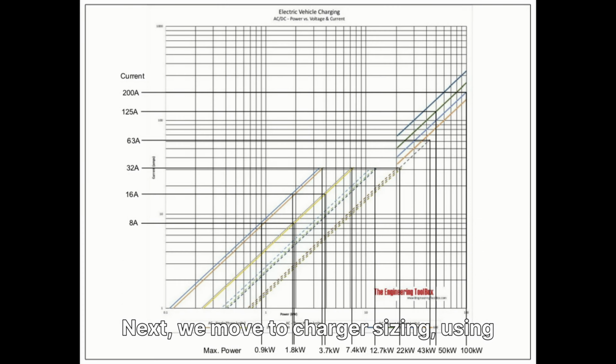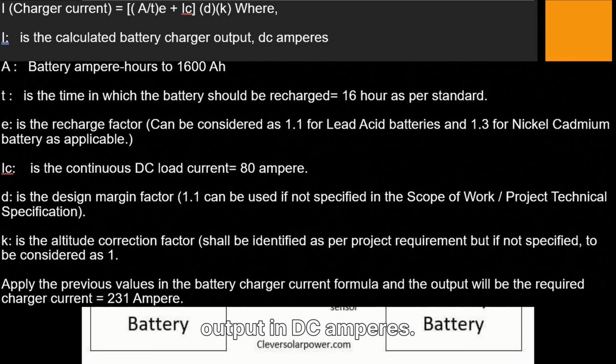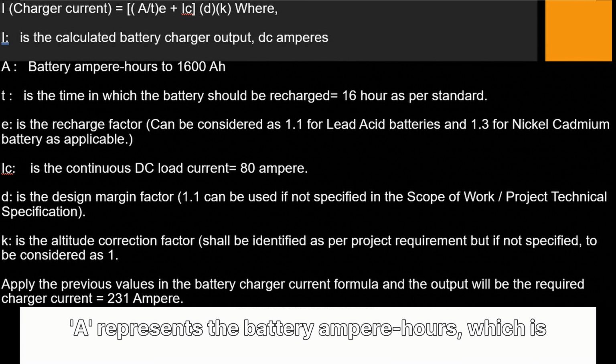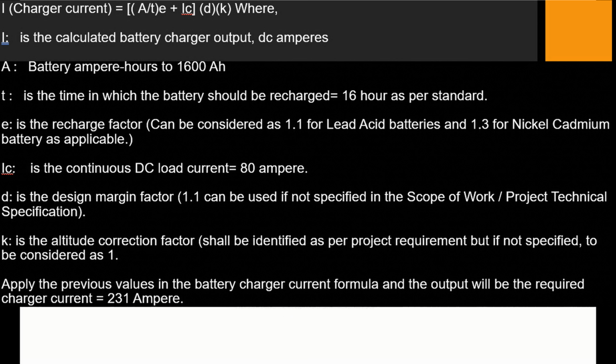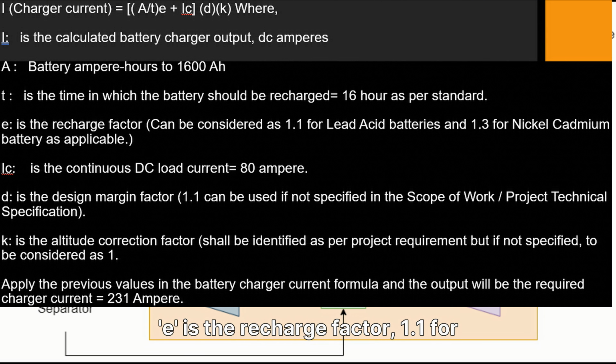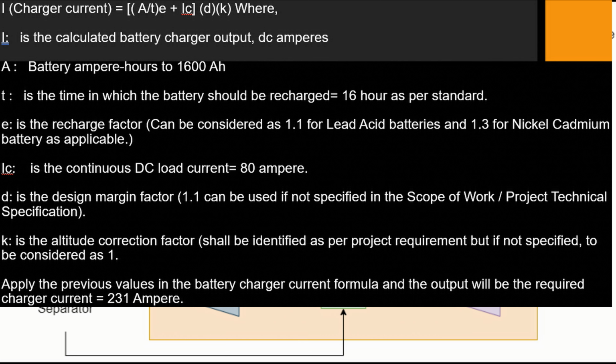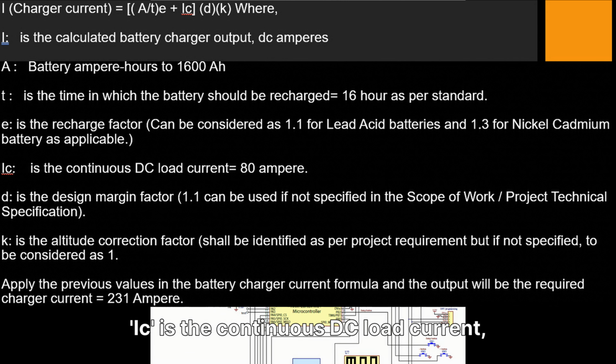Next, we move to charger sizing. Here, I is the calculated battery charger output in DC amperes. A represents the battery ampere-hours, which is 1,600 Ah. T is the recharge time, set at 16 hours as per standard. E is the recharge factor, 1.1 for lead-acid batteries and 1.3 for nickel-cadmium batteries. IC is the continuous DC load current, which is 80 amperes.